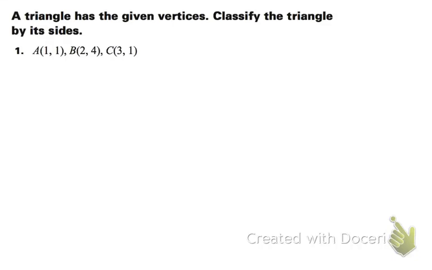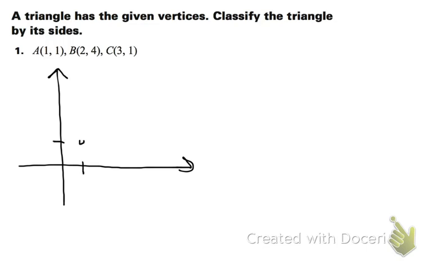Okay, to start out, let's graph this. I'll put some axes on there. And it looks like A is at the point 1, 1. B is at the point 2, 4. And C is at the point 3, 1. Alright, so it looks like an isosceles triangle.